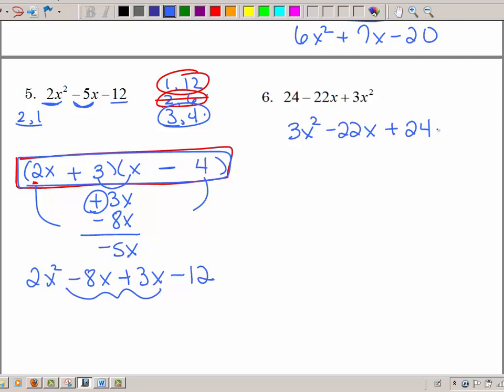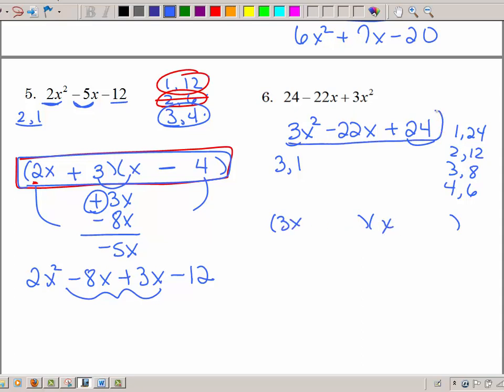no GCF. So we just have to kind of take that plunge. The good news is that the only factors of 3 are 3 and 1. So that's good. 24, that's the bad news. We have 1 times 24, 2 times 12, 3 times 8, 4 times 6. Way too many guesses, but let's just give it a go. So we have 3x times 1x.